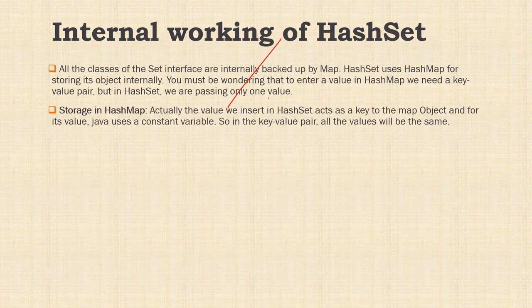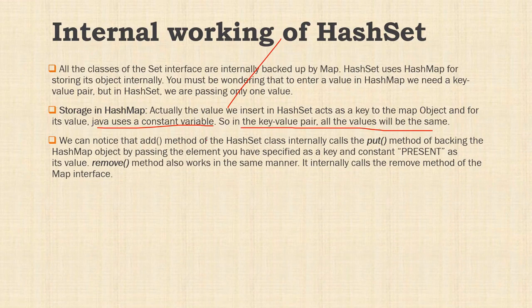Actually, the value we insert in the HashSet acts as a key to the map object, as we just discussed, and for its value Java uses a constant value variable. So in the key-value pairs, all the values will be the same in the HashMap, because HashSet internally is a HashMap.